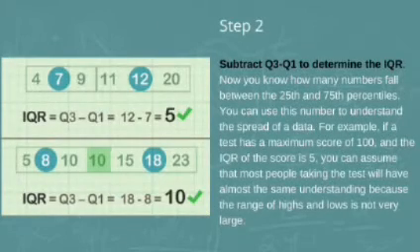Step 2. Subtract Q1 from Q3 to determine the IQR. Now you know how many numbers fall between the 25th and 75th percentile. You can use this number to understand the spread of the data. For example, if a test has a maximum score of 100 and the IQR of the scores is 5, you can assume that most people taking the test will have almost the same understanding because the range of highs and lows is not very large.